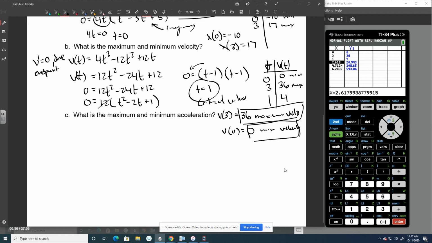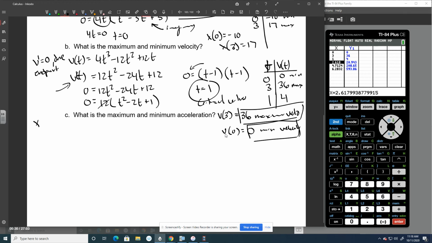All right. Moving on. What is the maximum and minimum acceleration? Again, I like where this question goes because, in fact, you have to do something that we've never done before. We know that the derivative of my velocity. So this equation right here is the derivative of my velocity.